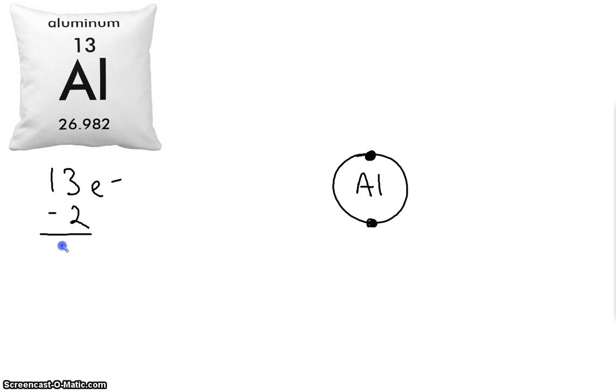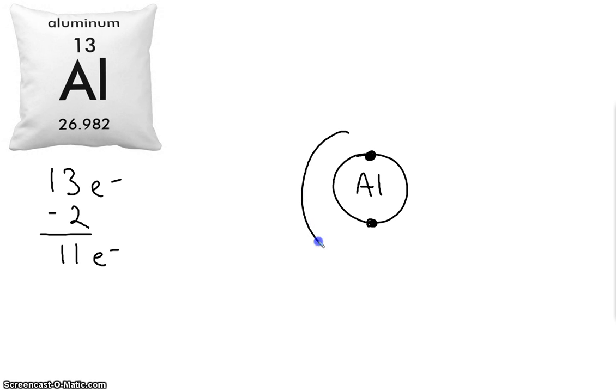And last one we'll do, let's look at aluminum. So again, aluminum has how many electrons? Well, we can tell from the atomic number that it has 13 protons, so there must also be 13 electrons. Let's start the same way. Let's have aluminum. How many are going to go in the first shell? Well, we can only fit 2. So 2 of them are gone. That leaves us with 11 electrons.